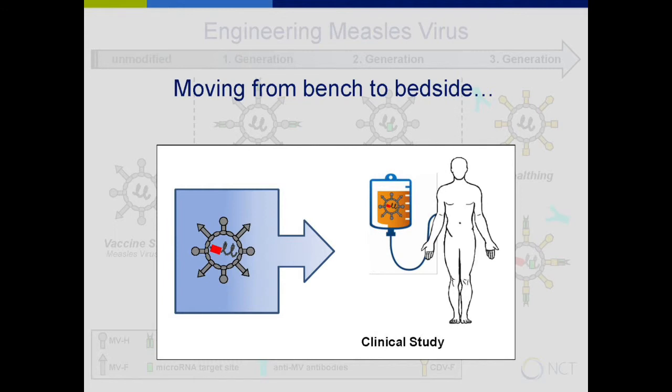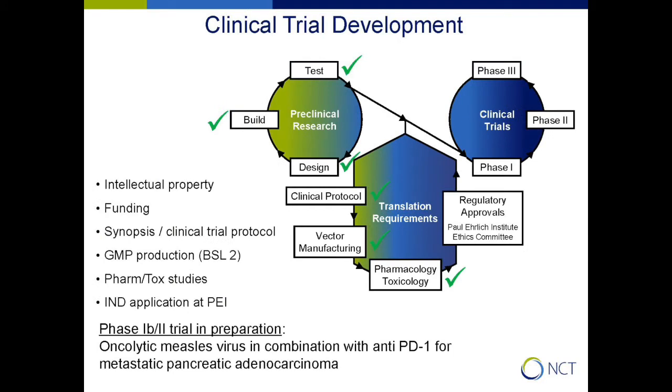So we are currently preparing a clinical trial. Of course, there are many more issues that we have to deal with aside from the preclinical lab work. Currently, we're quite far with a phase 1b/2 trial where we will combine intratumoral oncolytic measles virus in liver metastasis of pancreatic cancer in combination with systemic anti-PD-1 antibody treatment.